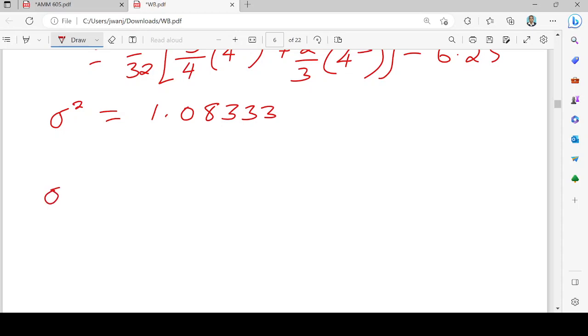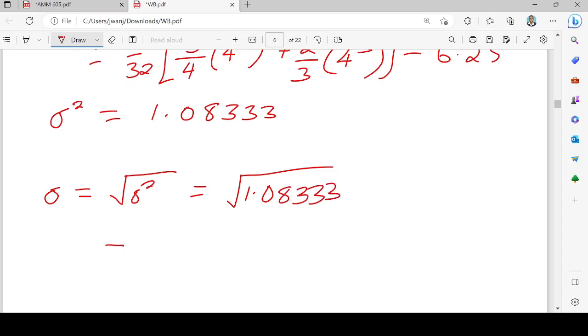Now sigma will be the square root of sigma squared, which is the square root of 1.08333, and this will be approximately 1.0483. This is the standard deviation of the continuous random variable x. So when we want to find the standard deviation, first we find the variance, and then we take the square root.